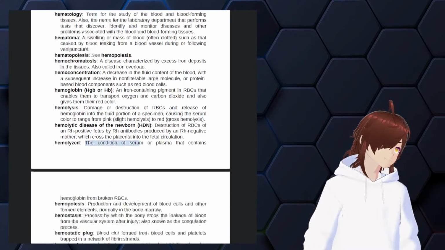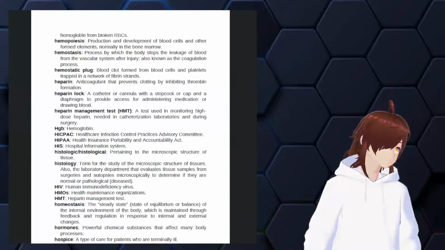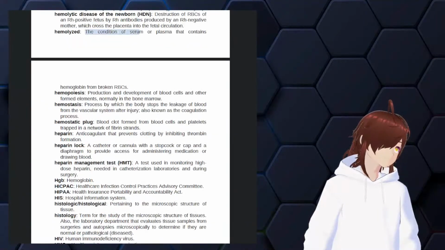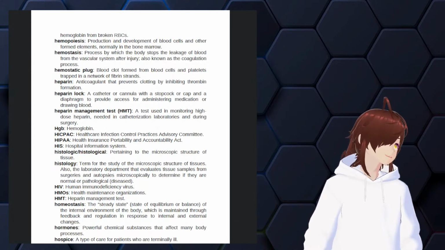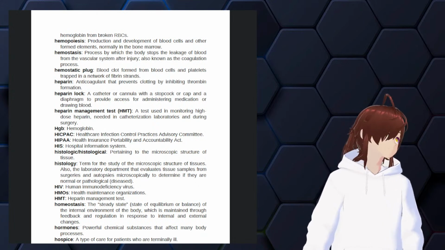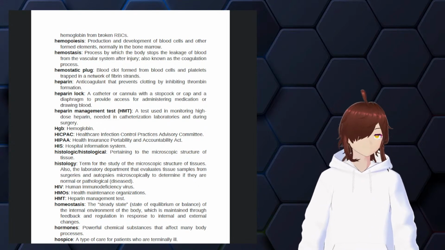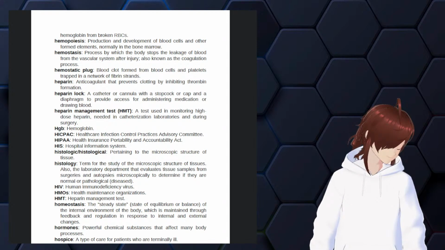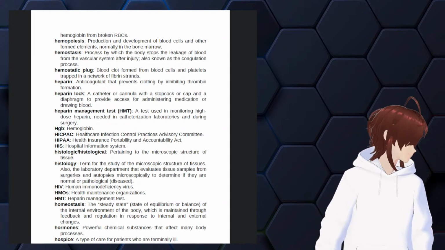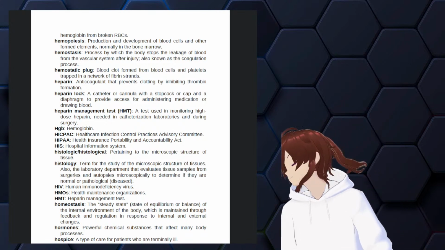Hemolyze, the condition of serum or plasma that contains hemoglobin from broken RBCs. Hemopoiesis, production and development of blood cells and other formed elements, normally in the bone marrow. Hemostasis, process by which the body stops the leakage of blood from the vascular system after injury, also known as the coagulation process. Hemostatic plug, blood clot formed from blood cells and platelets trapped in a network of fibrin strands.